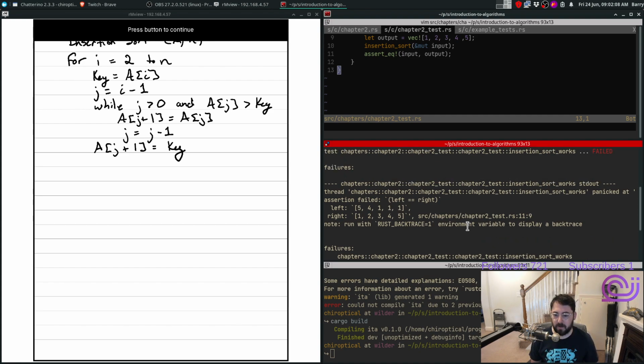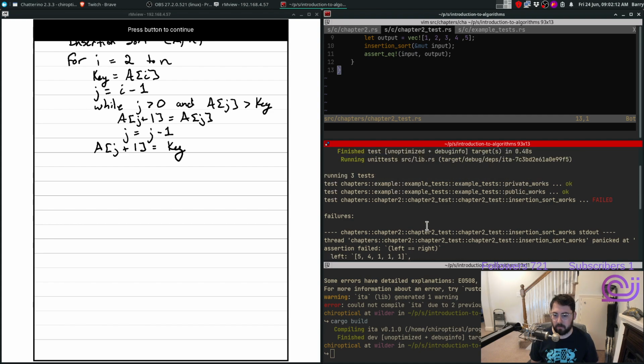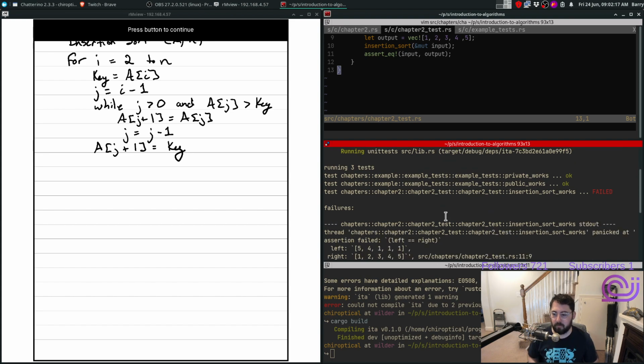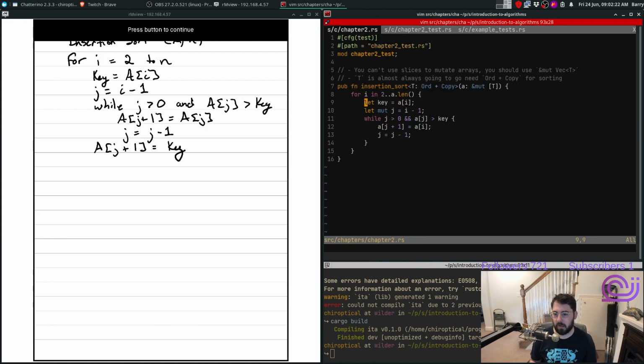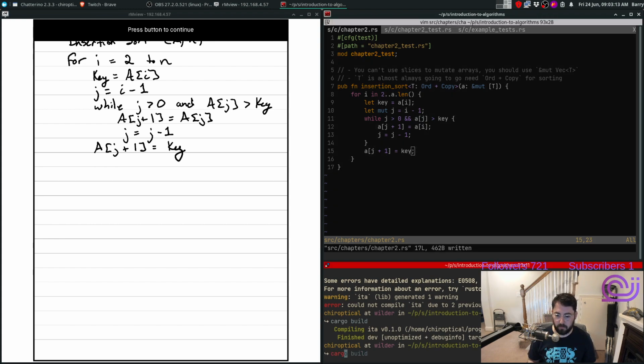It does not work. So something is wrong either with the way I transcribed the algorithm or the way I wrote the code. Oh yes, I forgot to store the thing. So at the end of the for loop, we need to say a[j plus 1] equals key, like that. So I missed that part of the algorithm. And then cargo test.